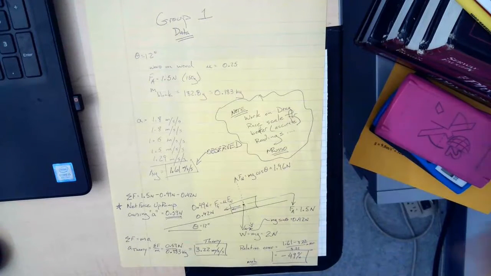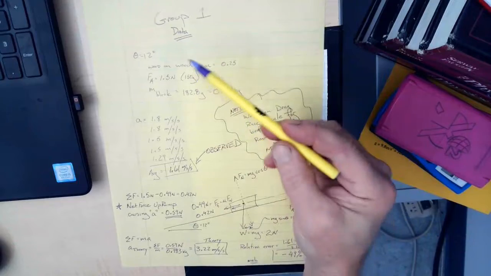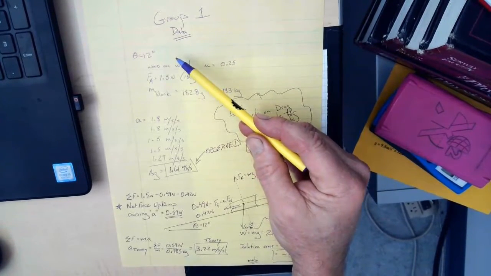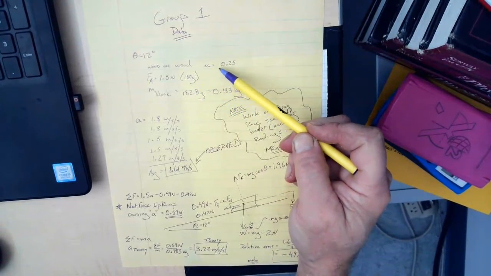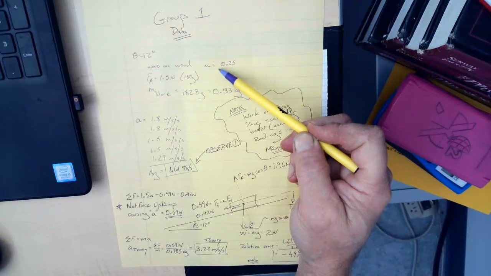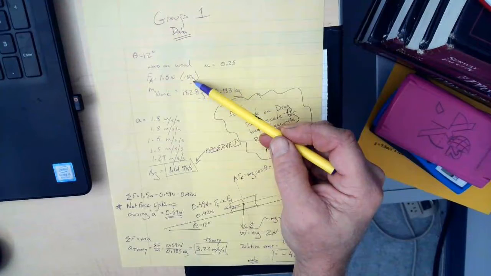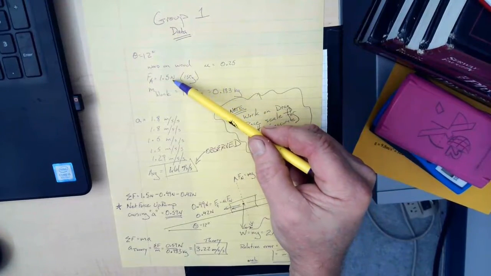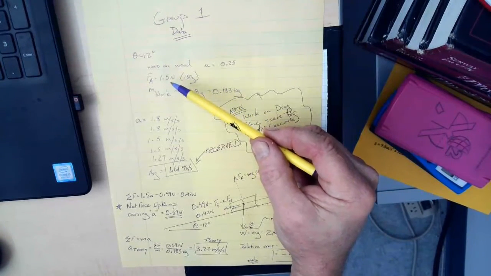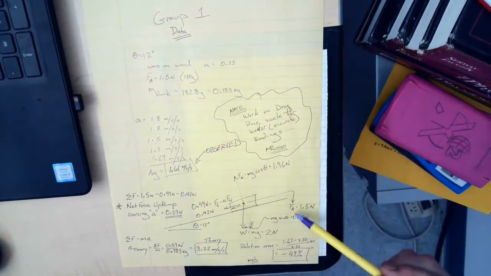So what I did was took Group 1's data. They had a 12-degree angle. I think that was 3 or 4 books. I used the class average for the kinetic friction of wood on wood blocks of 0.25. The group had 150 grams, which is roughly 1.5 newtons of applied force pulling uphill.